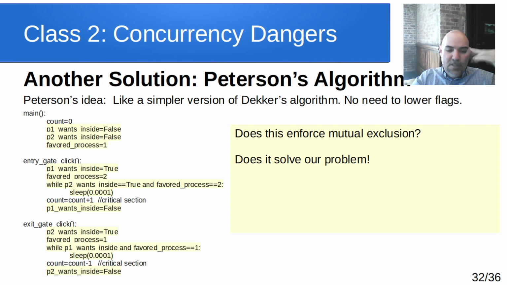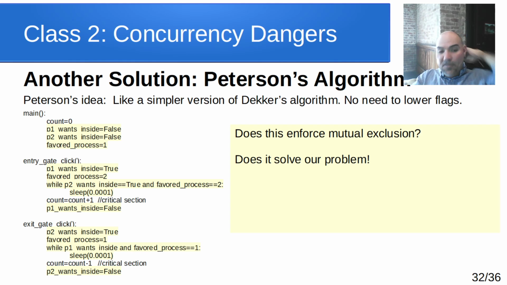So P1 states that he wants inside. The favored process, he sets to the other guy. He says, I want in, but you can go first if you're there at the same time as me. And then it enters this while loop that says while P2 wants inside is true and the favored process is the other guy. So if the other guy wants inside and he is the favored process, which I just made him, then I'm going to wait. Notice that since this is an and, both of these have to be true. As soon as I'm the favored process, I could unlock and go, or as soon as he no longer wants inside, I'm going to unlock and go.